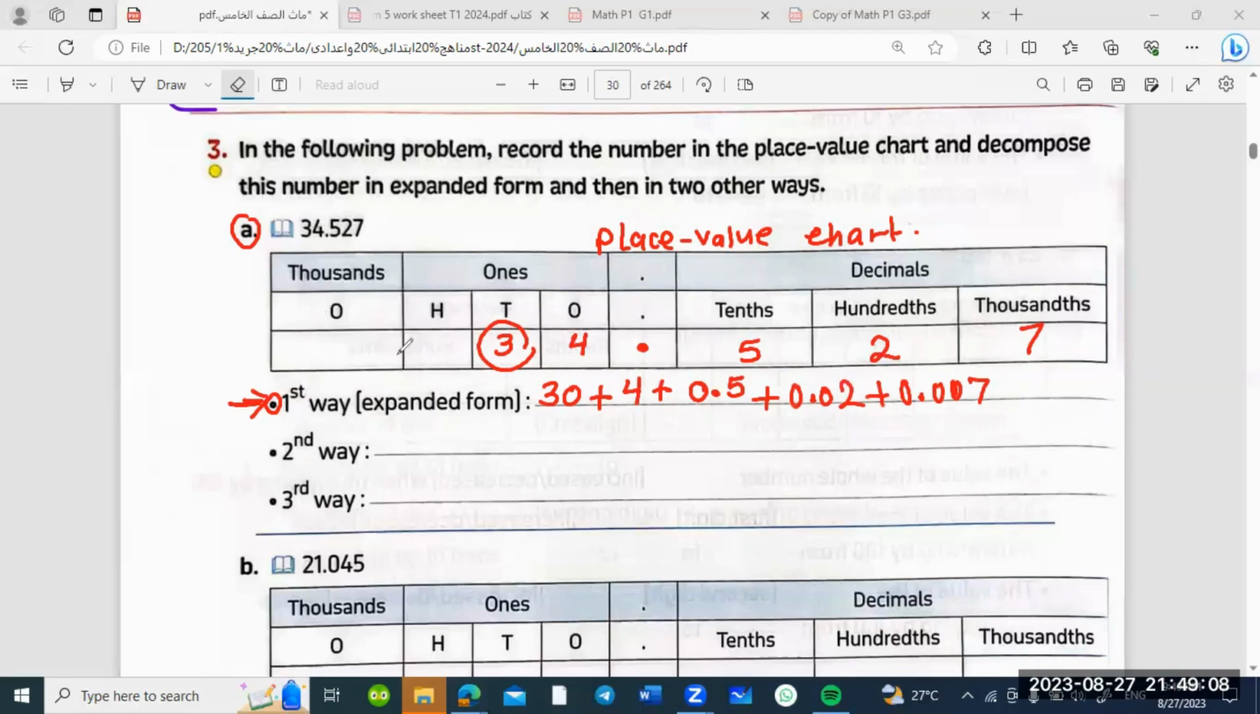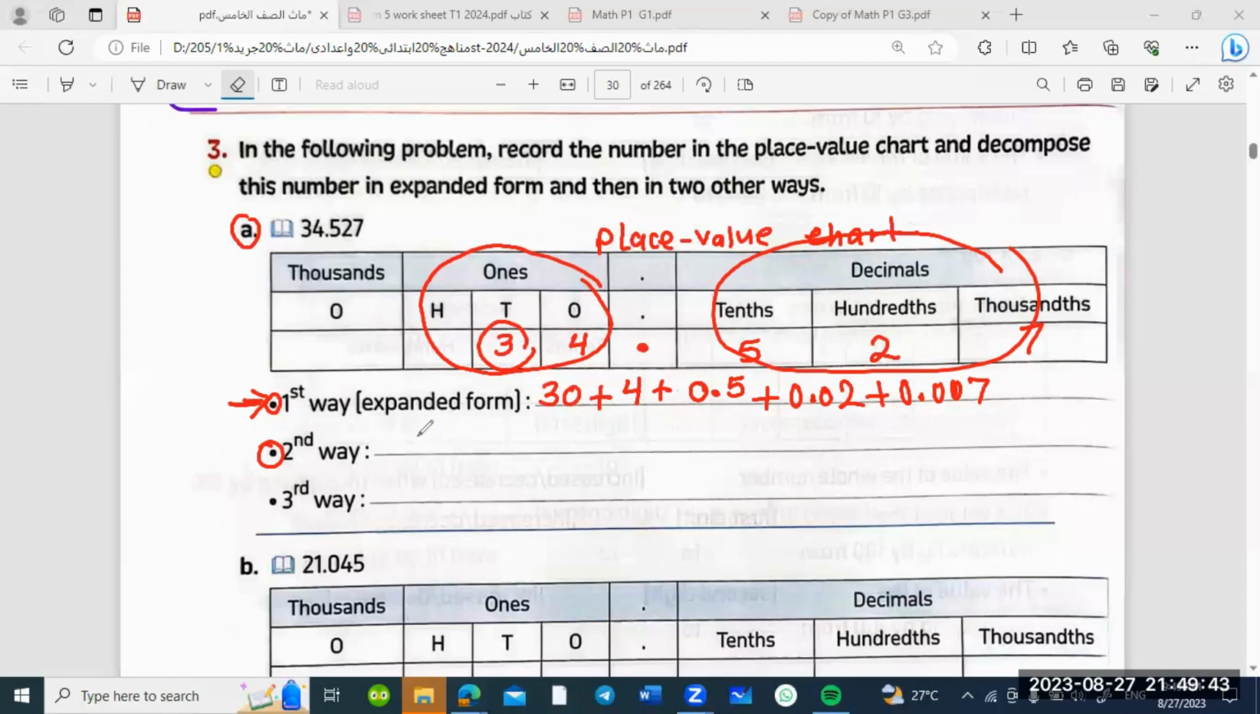So Jana, in the first way, we write each digit. We took each digit and wrote it with its value. But in the second way, you will just keep a part and explain the other part. What are the first part and the other part? The first part is the whole number and the second part is the decimal. So you have two ways: either you keep the whole number as it is without expanding it, and expand the decimal part.